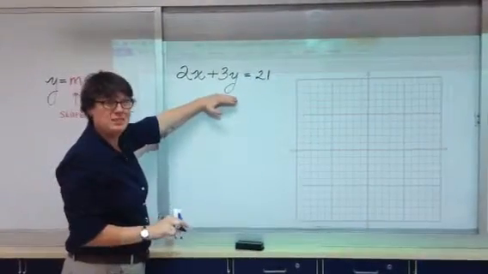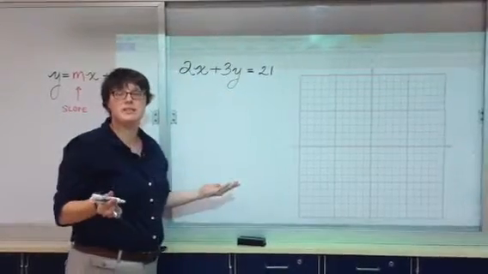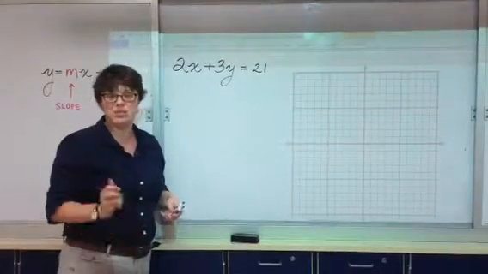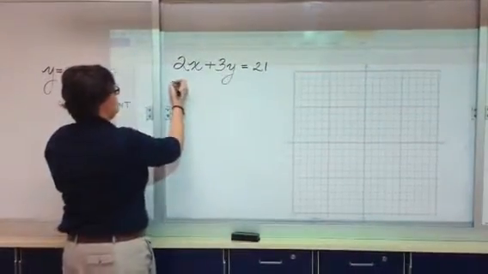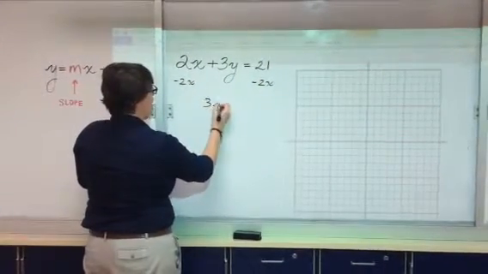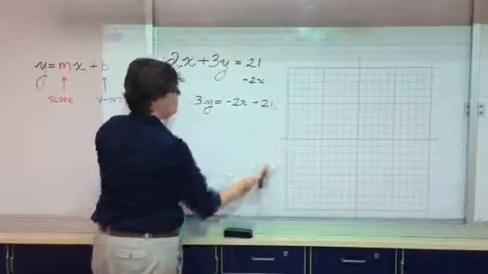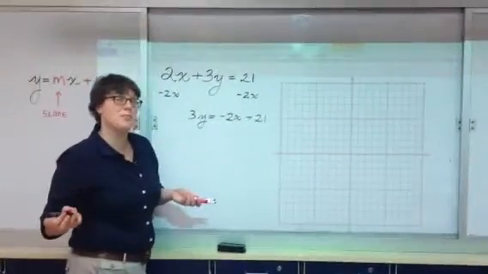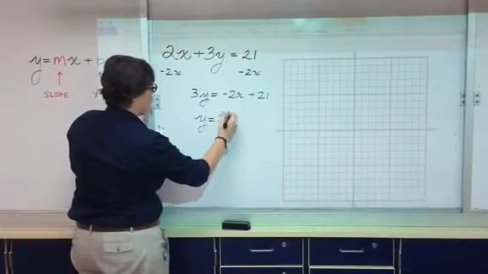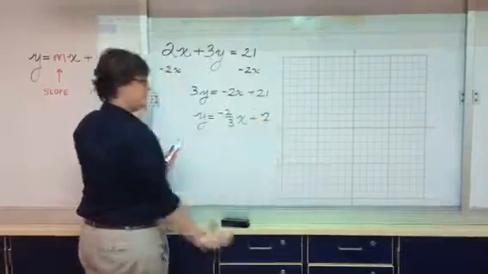This problem is currently in what's called standard form, which is another way to write the equation of a line, but it doesn't give us information right away. So we're going to isolate y to get it into slope-intercept form. We subtract 2x, which gives us 3y equals negative 2x plus 21. And then we just divide absolutely everything by 3. I will get y equals negative 2 over 3x plus 7.